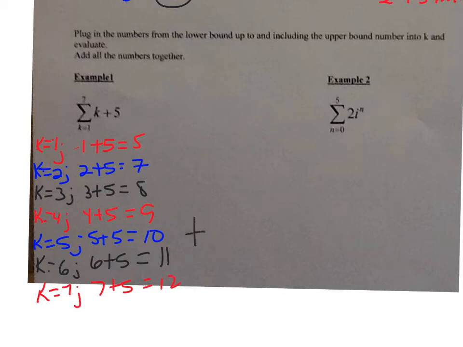And then the last thing is you add all those numbers up. And when you add all of those numbers up, so you plug them into your calculator, and when you add up all those numbers, you get 63. So that would be my answer, 63.